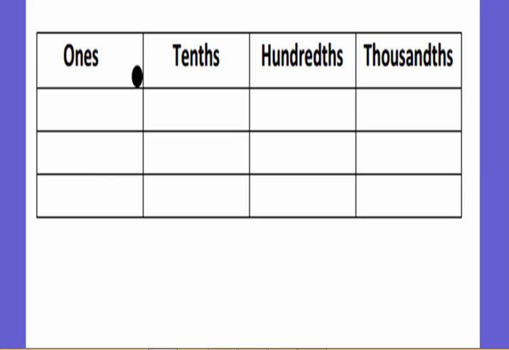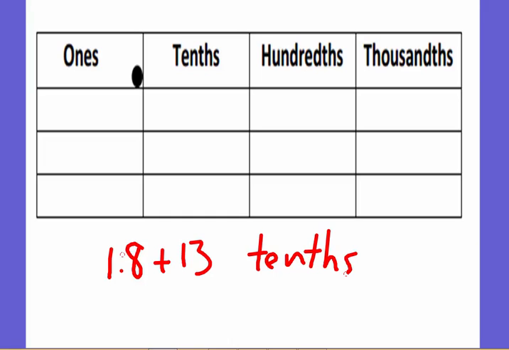Alright, let's look at the next one that's a little different. I have 1.8, so 1 and 8/10 plus 13/10. So what I'm going to do is that first number is 1 whole and 8/10. 1, 2, 3, 4, 5, 6, 7, 8. And then I have 13/10 for this second number. So on the second line I'm going to put 13. 1, 2, 3, 4, 5, 6, 7, 8, 9, 10, 11, 12, 13. And now I need to add them.